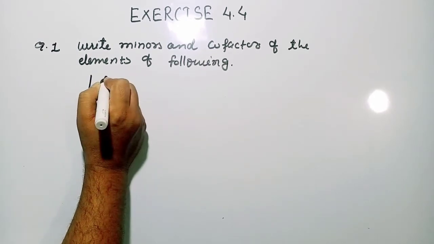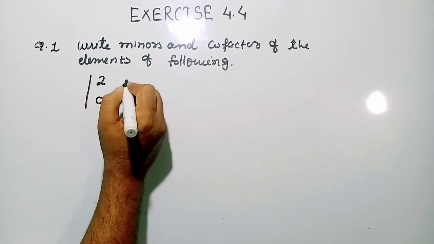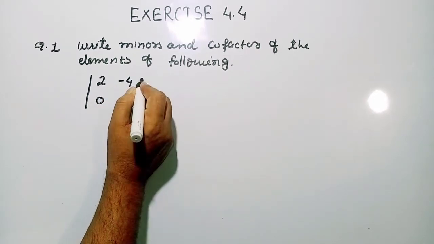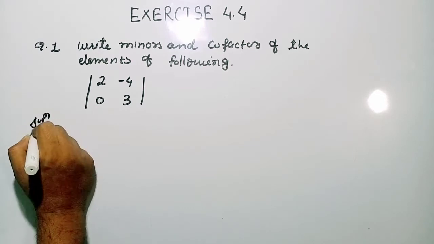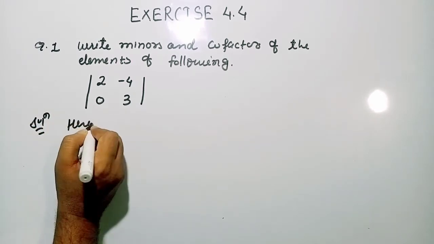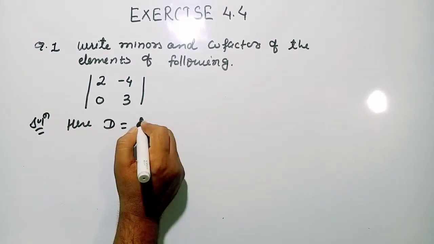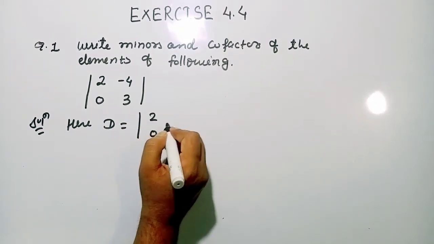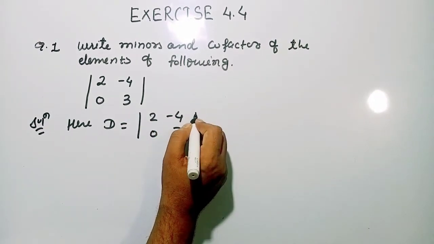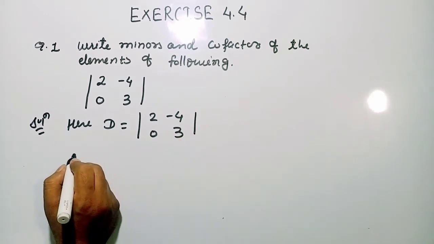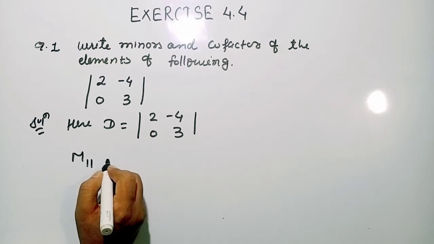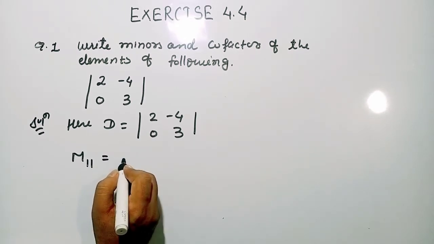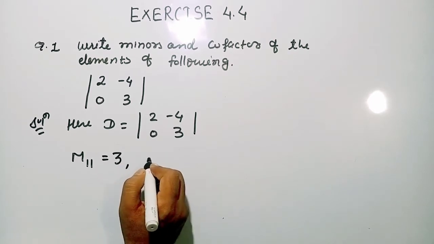So a determinant having the elements 2, 0, -4, 3. Let us see the solution. Here D is 2, 0, -4, 3. Okay students, suppose we want to find out the minor M11. So deleting the element of first row and first column, we are getting 3, right?